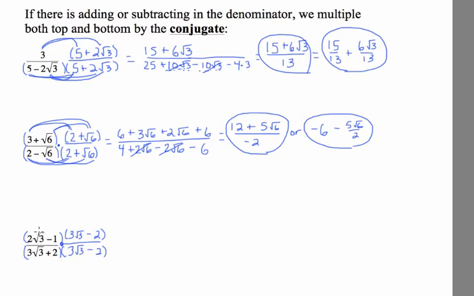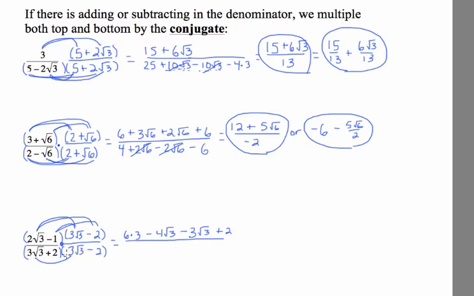Now just a bunch of icky distributing. 2 root 3 times 3 root 3 will be 6 times 3. Root 3 times root 3 will make regular 3, so that'll be 6 times 3, or 18. Minus 4 root 3. Minus 3 root 3. Plus 2. In my numerator. Let's take a look at my denominator.